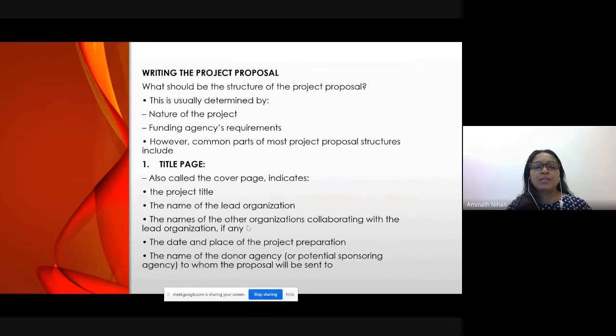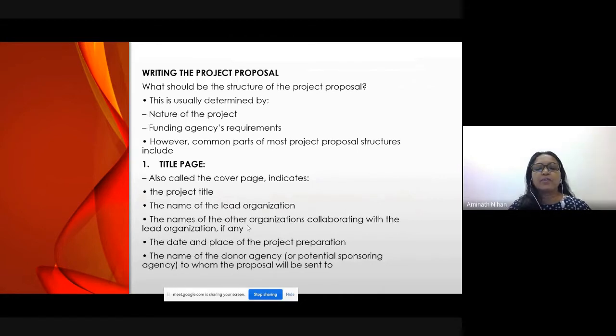So the first part is the title page. So the title page should have all these things: the project title, name of the lead organization, that is your organization, the names of other organizations collaborating with the lead organization, if any. If not, just your organization's name on the cover is okay. Date and place of the project preparation, right?